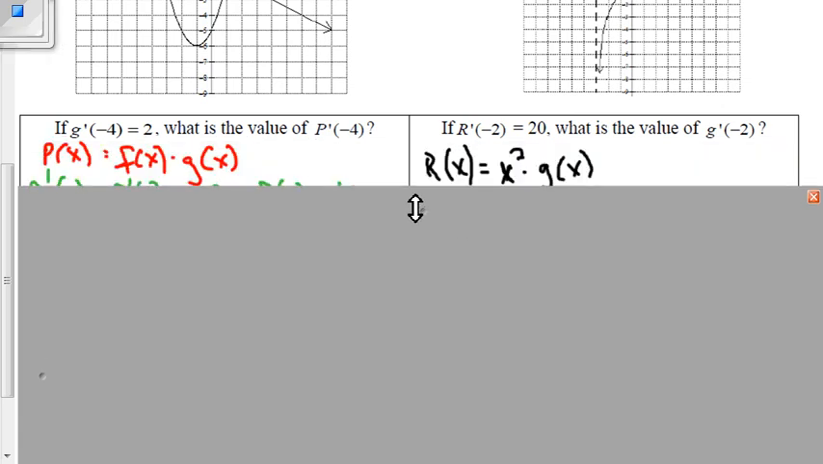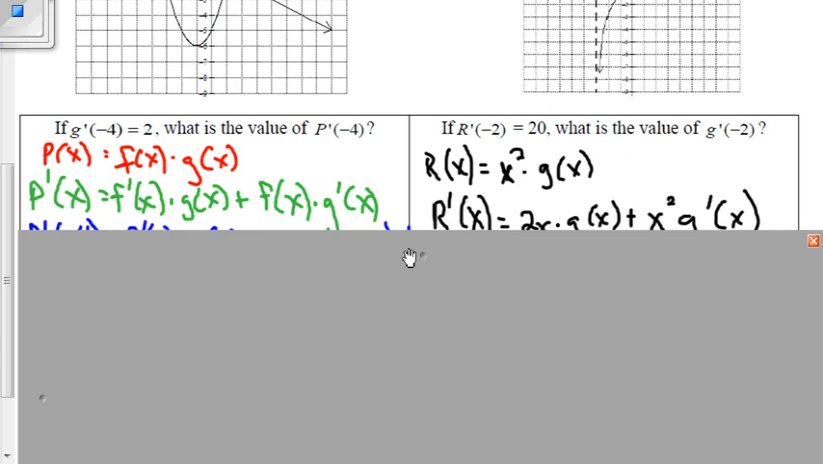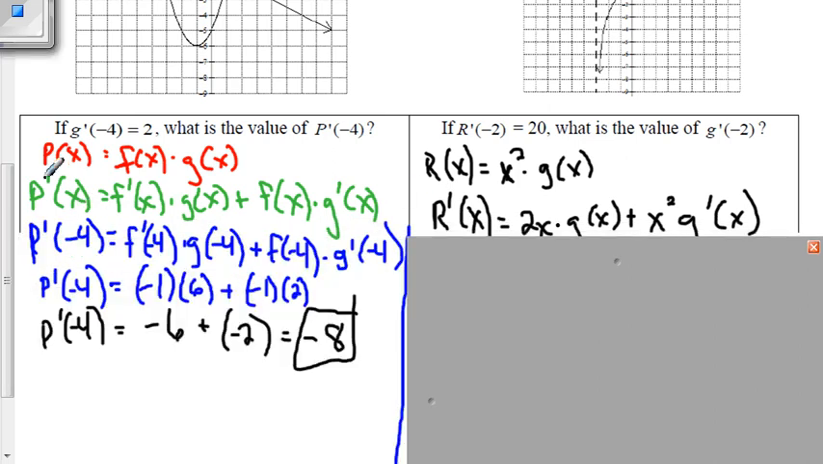Let's write that down again. I wrote down what it was originally, using the product rule on each. There you go. Here's the product rule for p prime of x. Then let's find p prime of negative 4. Therefore, we're going to find every place where x equals negative 4.